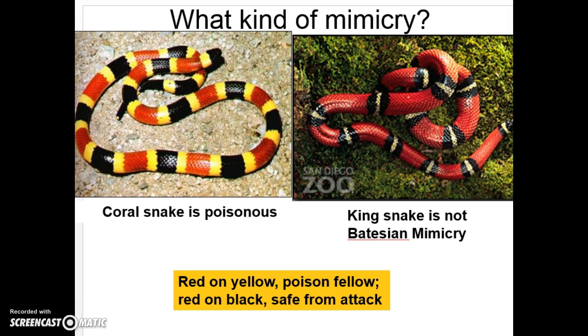So there's a coral snake in this picture and a king snake. So the coral snake is poisonous and the king snake is not. And so in this case, we have Batesian mimicry because one is poisonous and one's not. But they have this banding that helps them appear similar, especially for the king snake's benefit. If it looks a lot like a poisonous snake, then it's not going to end up getting eaten as likely. And that's just something that people learn when they live around snakes like this. Red on yellow, poison fellow. Red on black, safe from attack. So that we can tell the difference from this Batesian mimicry, but other predators cannot.